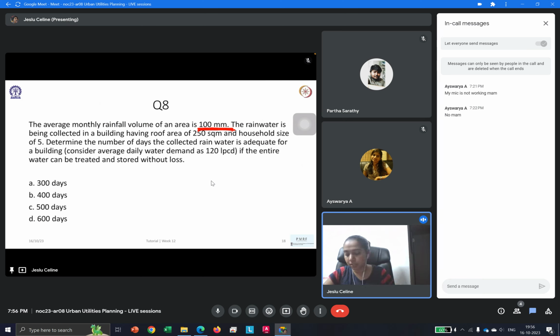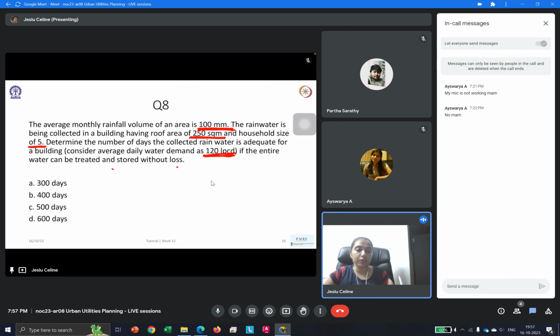Rainfall is always measured in height. So the average monthly rainfall of an area is 100 millimeters. The rainwater is being collected on a building roof having an area of 250 square meters, and the household size is 5, so there are 5 people in the house. Determine the number of days the collected rainwater is adequate for the building. Consider average daily water demand as 120 LPCD, if the entire water can be treated and stored without loss.